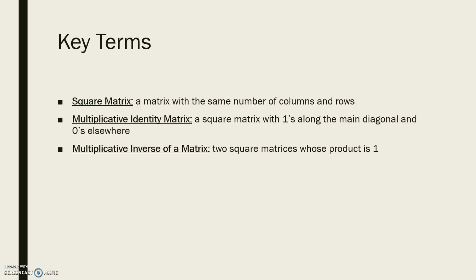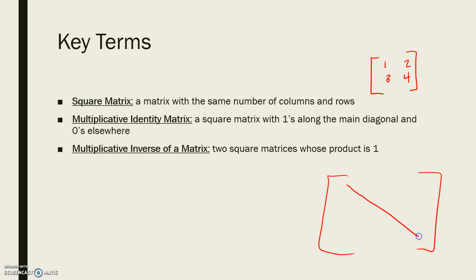Some key terms you need to know are square matrix, and this is just a matrix with the same number of columns and rows. It's exactly what it sounds like. Something like this that has 2 rows, 2 columns. It makes a square. The multiplicative identity is a square matrix, and it has ones along the main diagonal. So the main diagonal is the one that goes from the top left corner to the bottom right. And so the square matrix would look like this. It would have ones along the main diagonal and zeros everywhere else. So something like this would be an example of a multiplicative identity matrix.